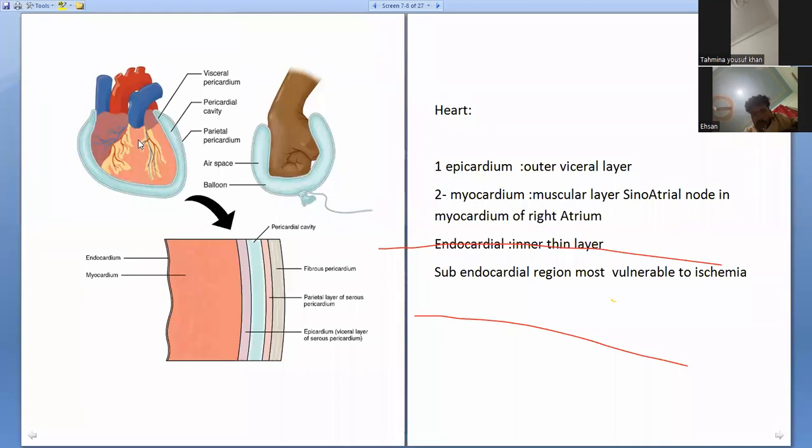So we don't need this fluid to increase. We need this fluid to be within 10 to 50 ml. If it increases, it will lead to pathologies.